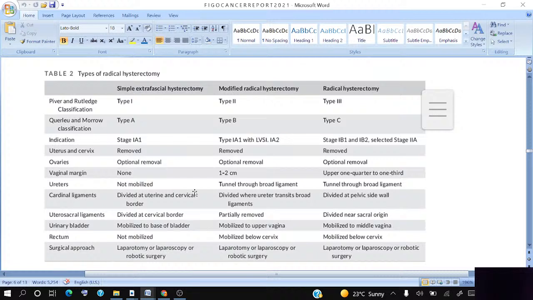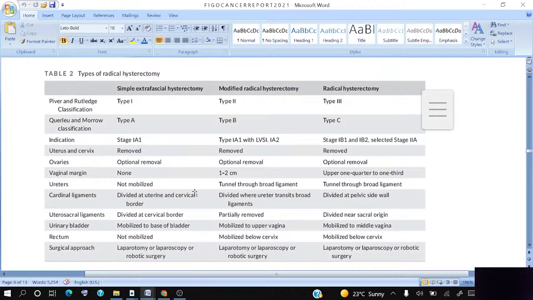So here, in the simple extrafascial classification, type 1 means removal of the uterus and cervix. Modified radical removes the uterus and the cervix. Even in the radical, it is going to be removed. Even the ovaries in all 3 stages are going to be optionally removed, and the vaginal cuff. But in the simple extrafascial hysterectomy, type 1 or A, the vaginal part will not be removed, but in the modified type 2 it will be optional removal, and optional removal in both.